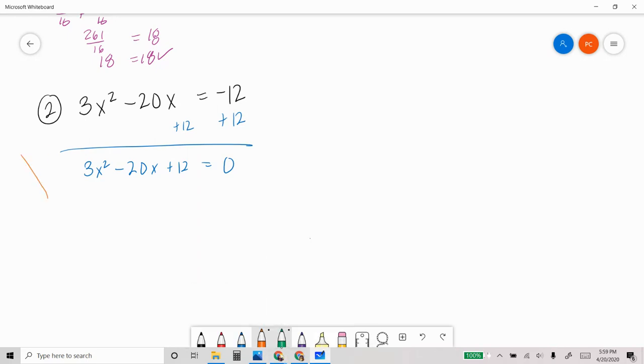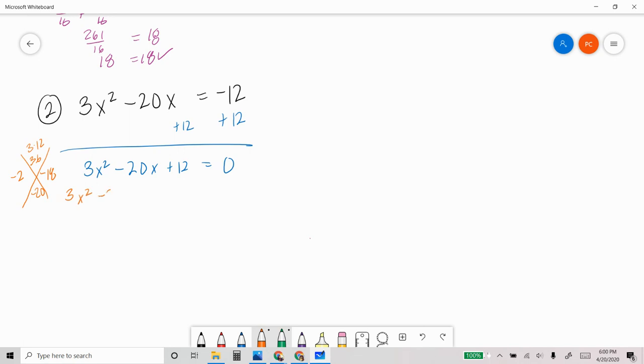we have to use the x method. So we're going to do 3 times 12, which is 36, and then our add number is negative 20. So what two numbers multiply to get 36 but add to get negative 20? 1 and 36. 2 and 18 seems promising. If we do negative 2 times negative 18, we would get a positive 36 and a negative 20. So we want to break it up like that.